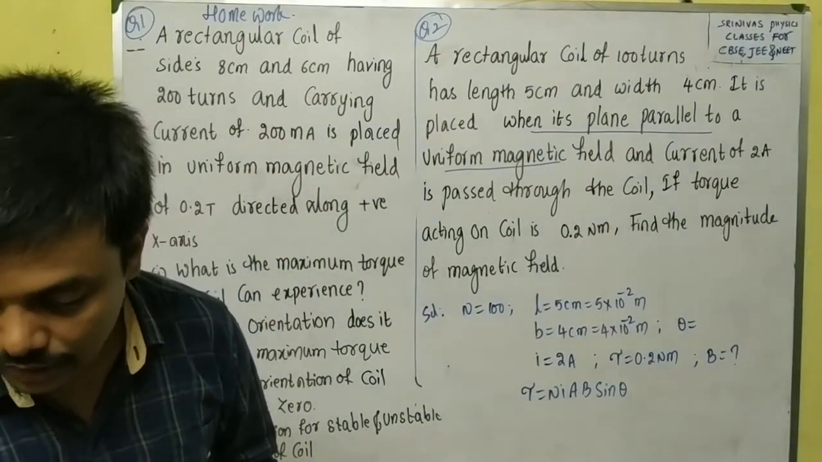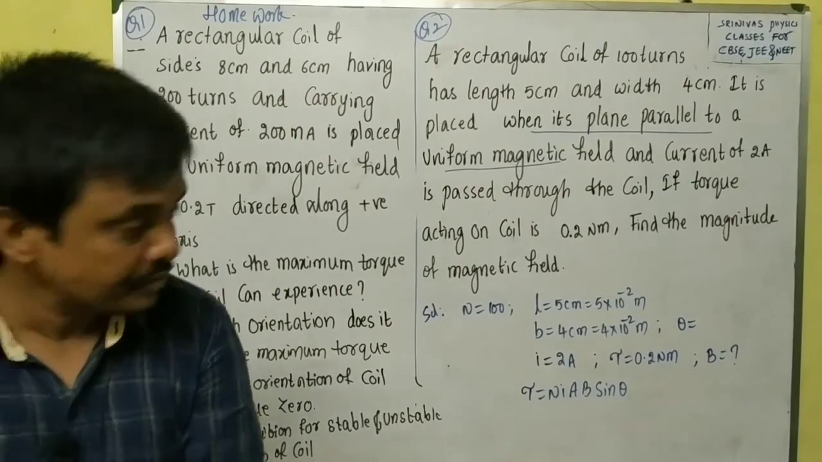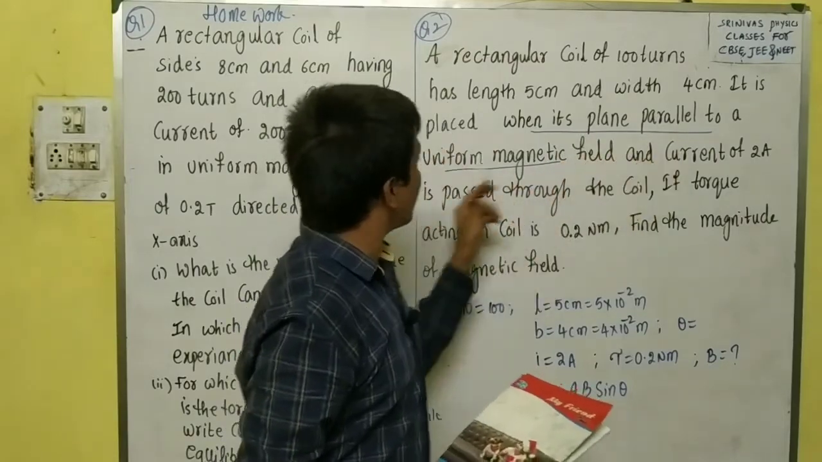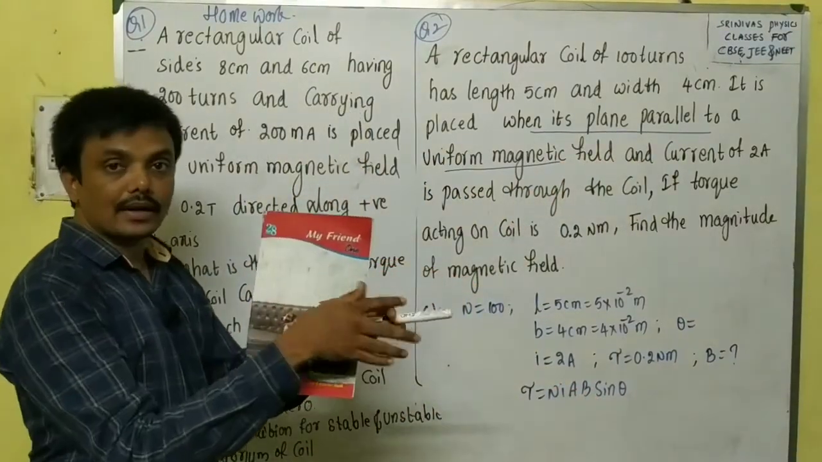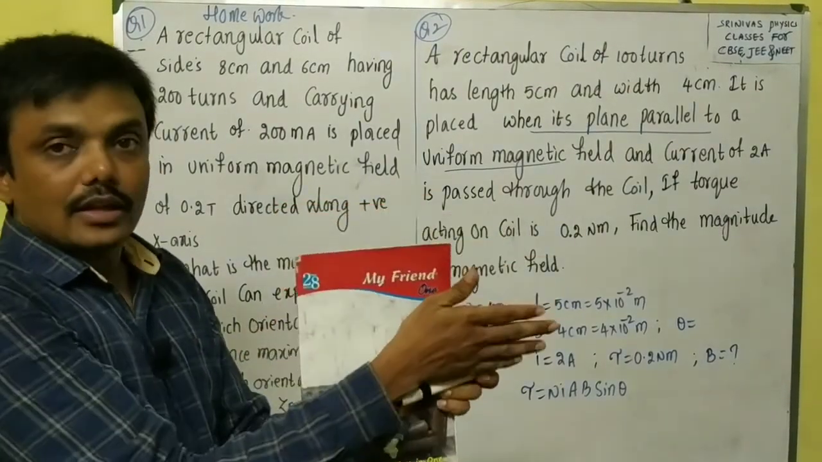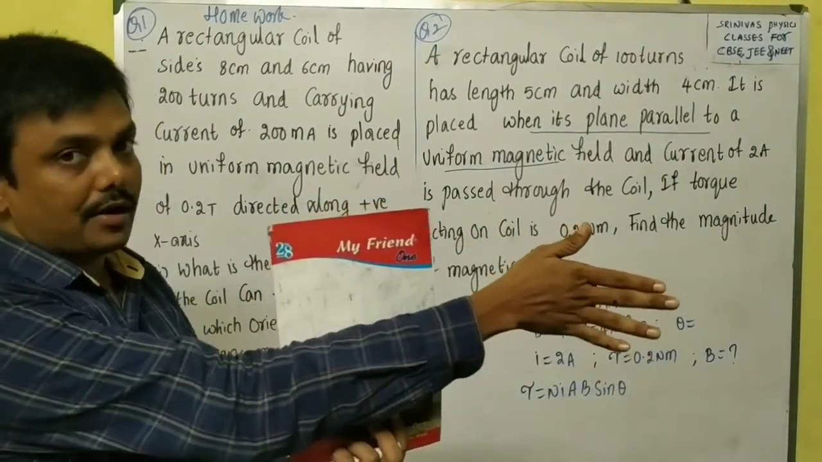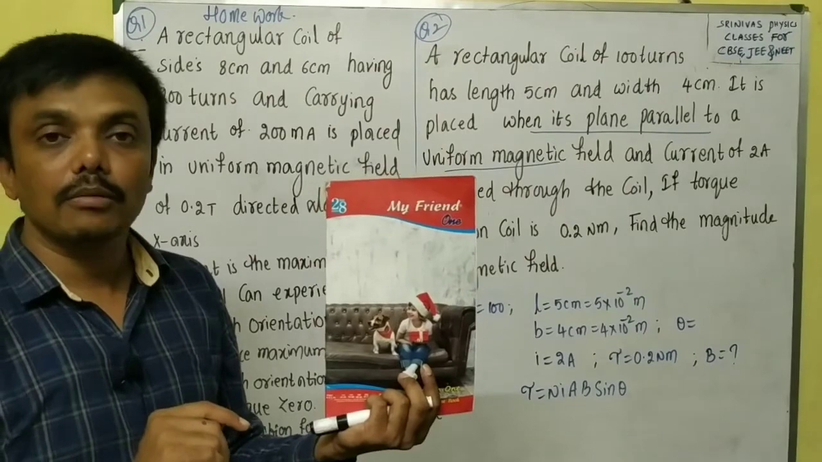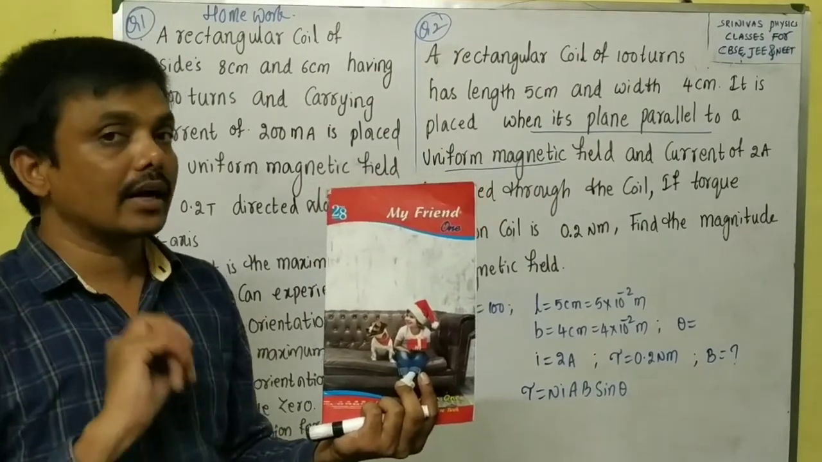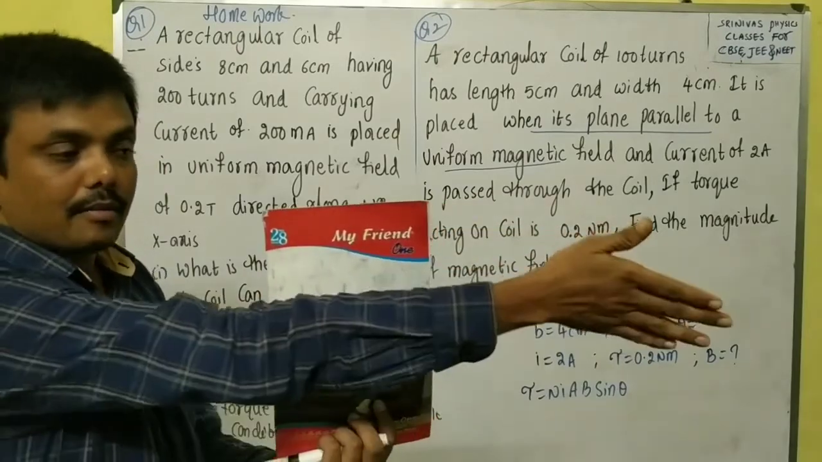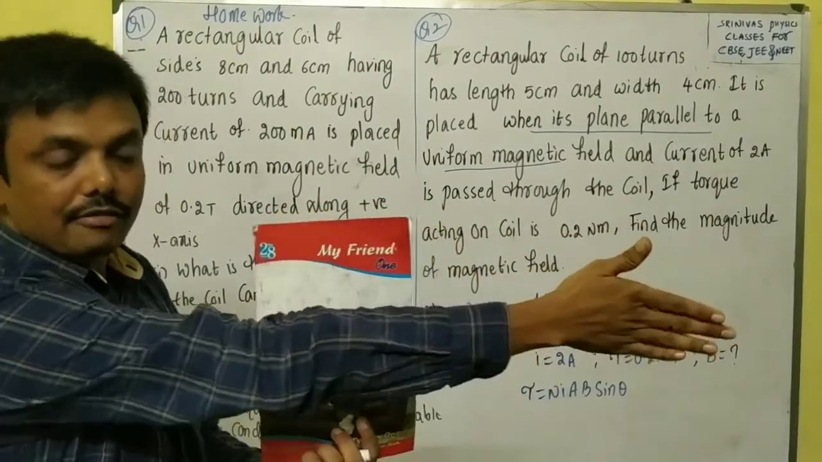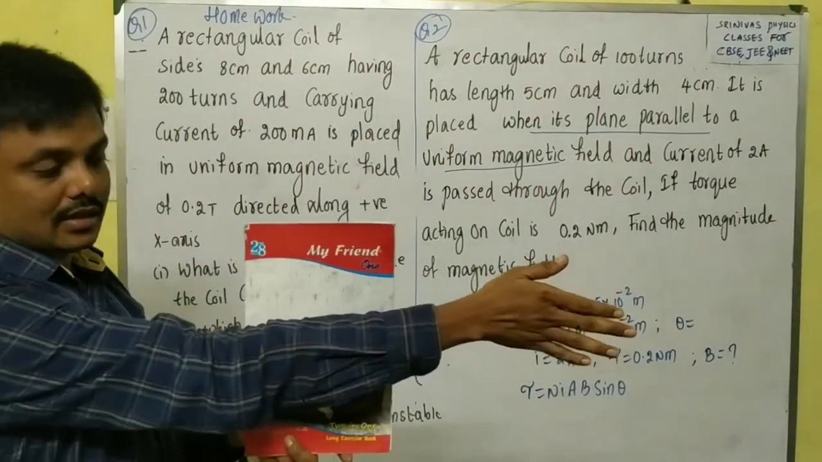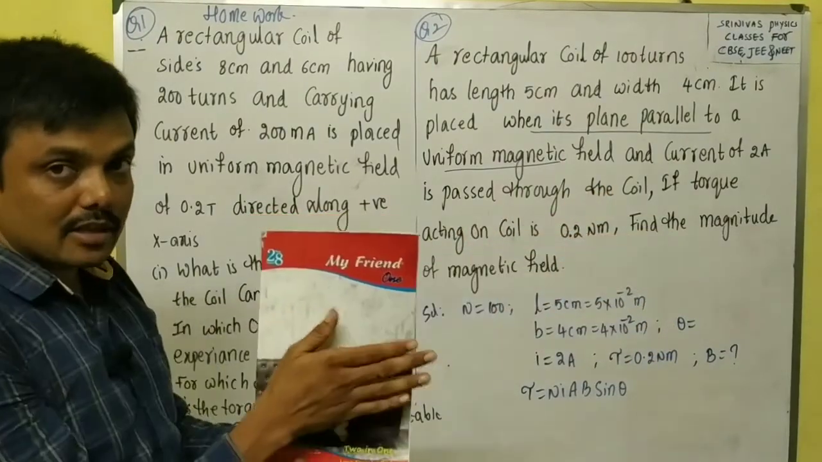Here how is the magnetic field? Look at here. Its plane is parallel to the magnetic field. That means this is the coil plane and the field is like this. The field is parallel to the coil. Then what is theta? Theta is not the angle between the plane and the magnetic field. This is the plane, the magnetic field is like this, the two are parallel to each other. In the question also they give plane parallel to magnetic field. Then what is theta? Theta is not 0.